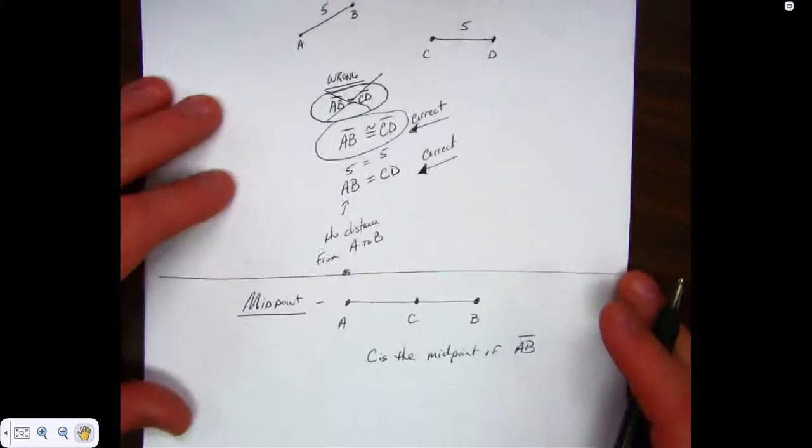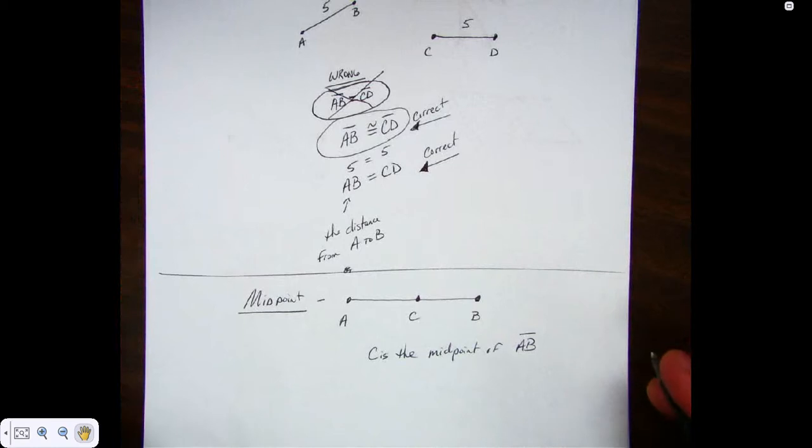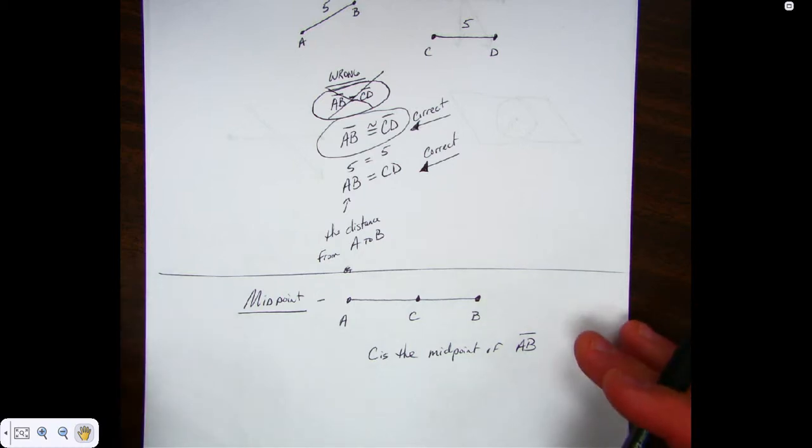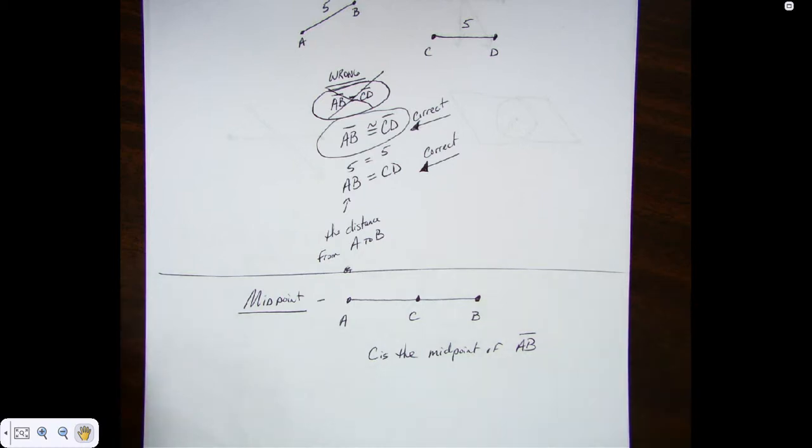I made a simple statement here. C is the midpoint of AB. What am I saying? That C is in the middle. Exactly in the middle. What does it mean to be in the middle? To be exactly in the middle.